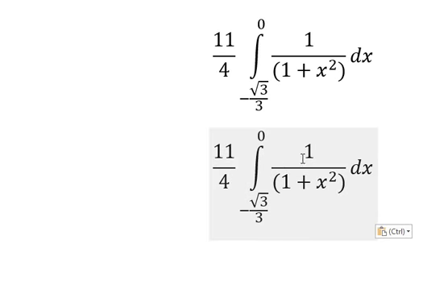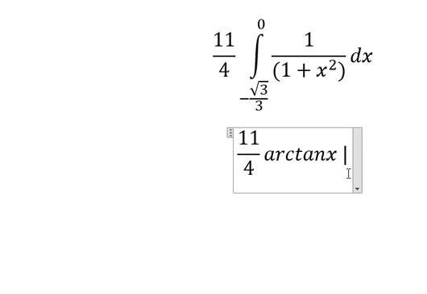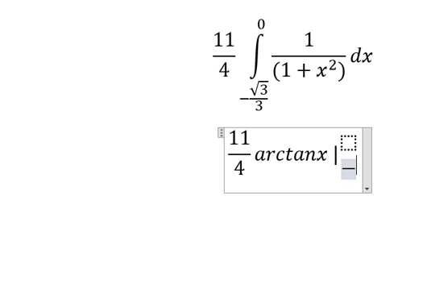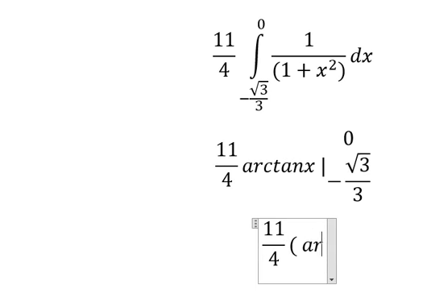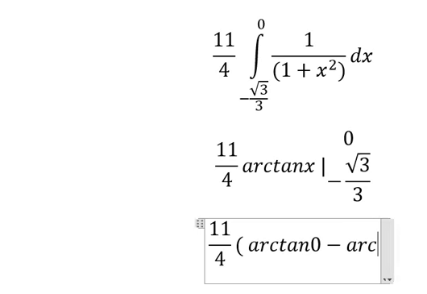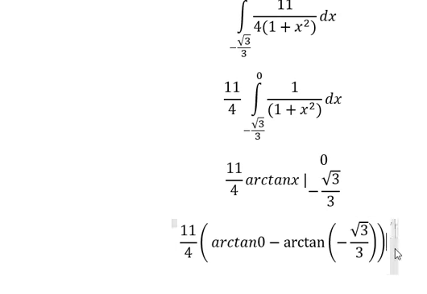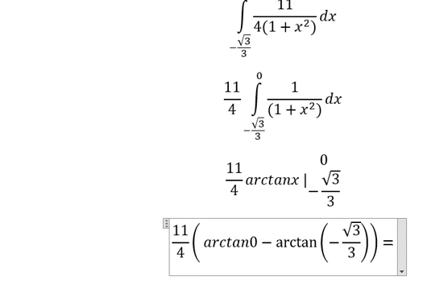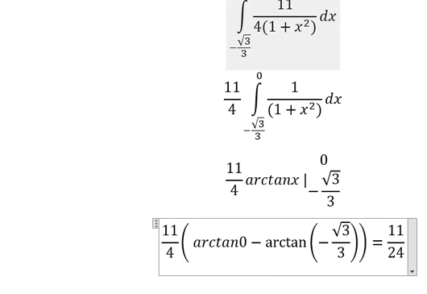So the integration of this one, we have tan of s, and I will put the bounds from negative square root of 3 over 3 to 0. And now we have the final answer. So we calculate this one and we have 11 over 24, and the answer is B.